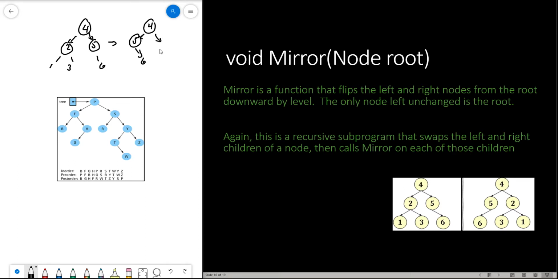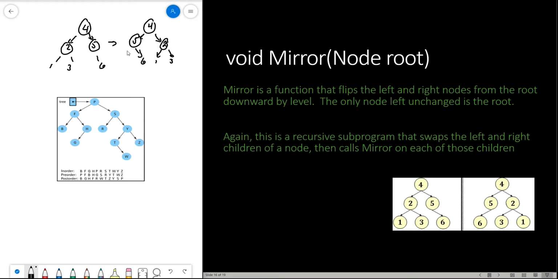And then on the left, we have 2, which is going to point to 1 and 3 still, because that's after one step of the recursion. So now the recursion says, now do the same thing to your children. So we just called swap on 4. We just called mirror on 4. Now let's call mirror on 5.